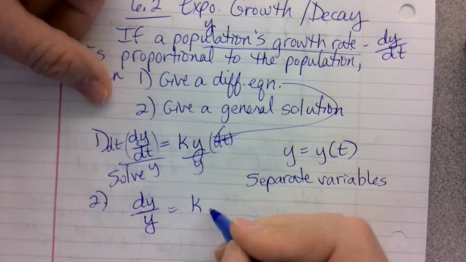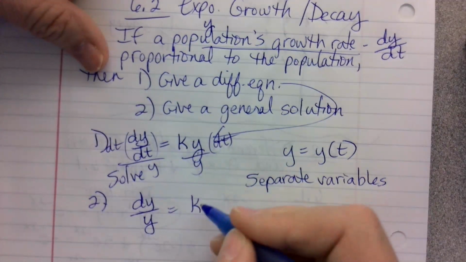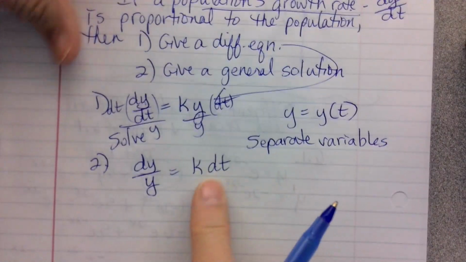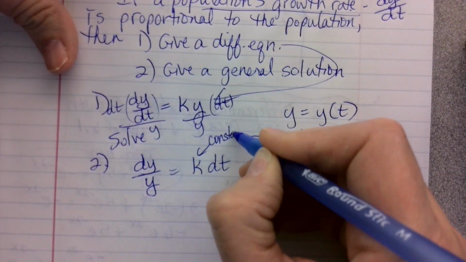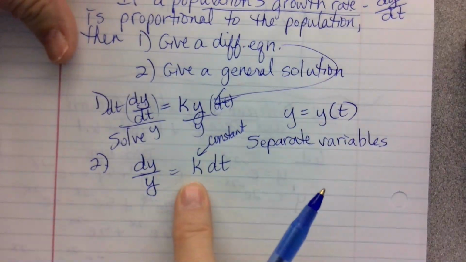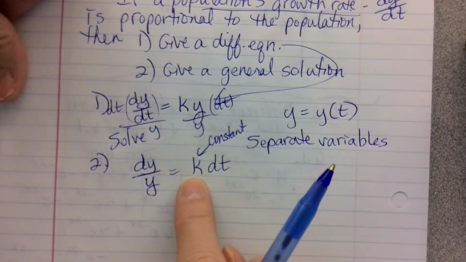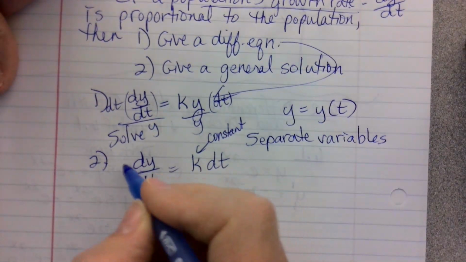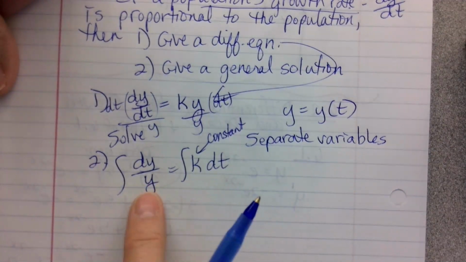That k is just a constant. I could take it down here with the y. I choose to keep it with the t. So this is sufficiently separated. Remember, k is just some constant of proportionality, right? So it's not a variable, even though it looks like one. It is a constant for that particular population. Does that make sense?